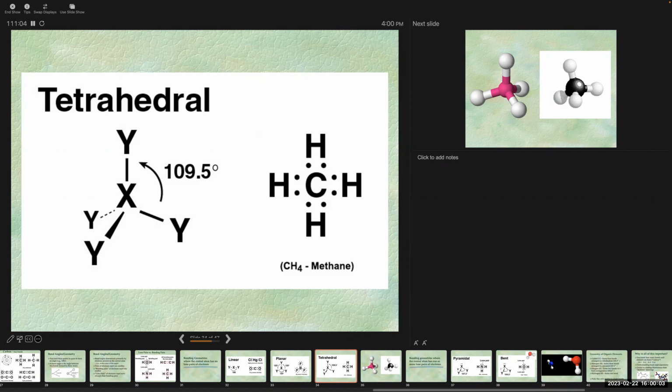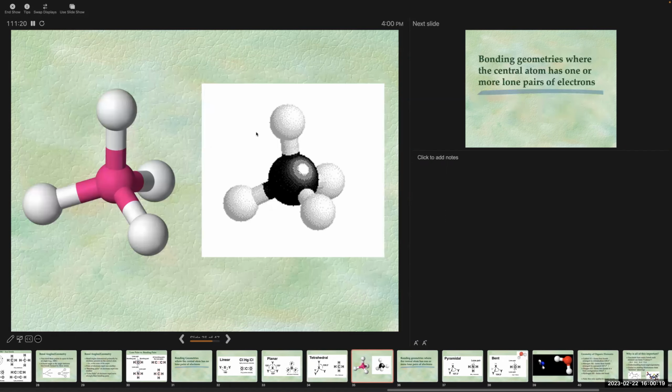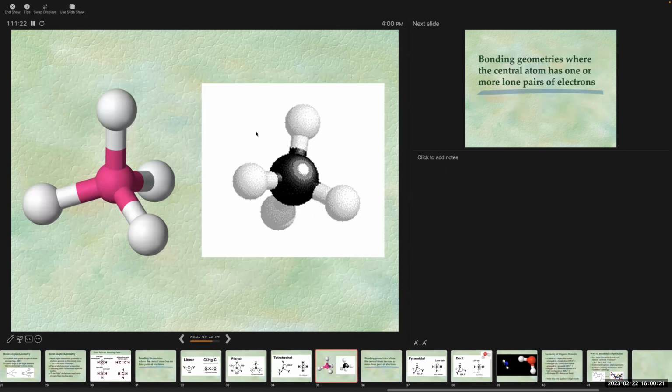So if you have four equal things bonded to that central carbon, they're going to spread out in 3 dimensions to form this tetrahedral arrangement. It's almost like a little pyramid shape with bond angles of 109.5 degrees. And we've got a couple pictures here that make it easier to visualize.